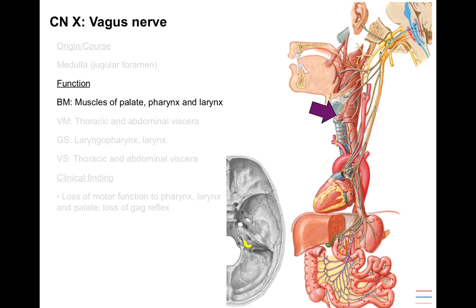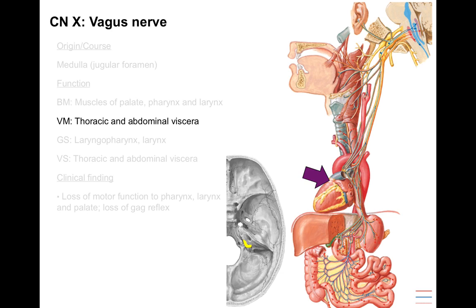Two very relevant features. It also is going to do visceral motor to your thoracic and abdominal viscera that we've talked about. So it slows the heart down, constricts your airways, and also for foregut and midgut is going to be associated with digestion, glands, peristalsis, and so forth. It also does general sensation from the laryngopharynx and larynx, which is anything that touches the top of your larynx, initiates a cough reflex, to make sure you don't get food or fluids that go down the wrong pipe. And then also visceral sensation from thoracic and abdominal viscera.